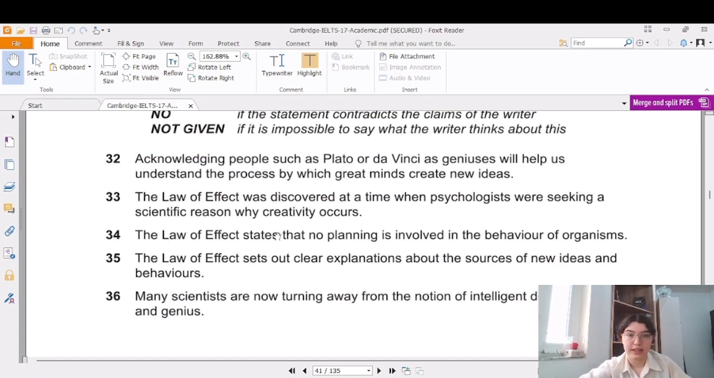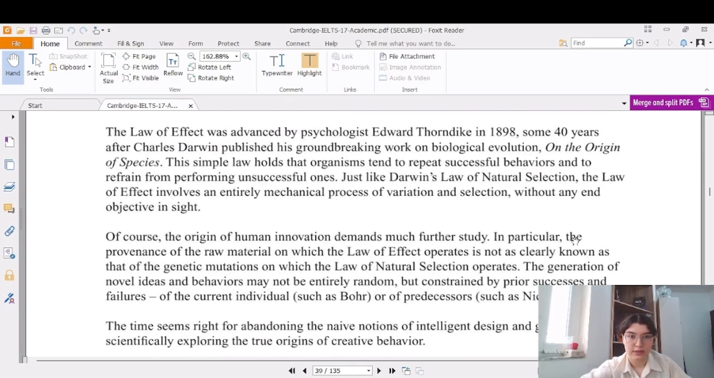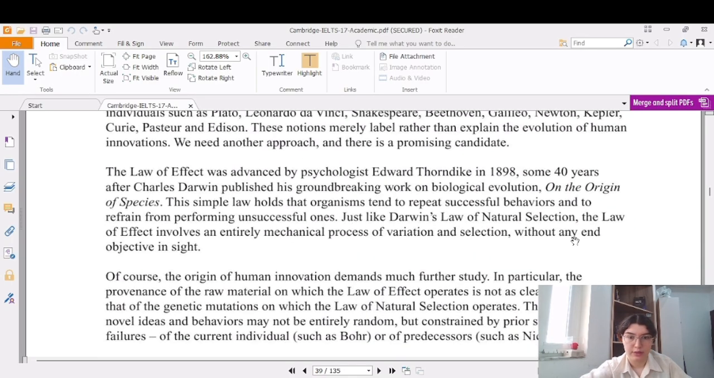34. The law of effect states that no planning is involved in the behavior of organisms. Let's see if planning is involved. The law was advanced by psychologist Edward Thorndike in 1898, some 40 years after Charles Darwin published his groundbreaking work on biological evolution, On the Origin of Species. This simple law holds that organisms tend to repeat successful behavior and refrain from performing unsuccessful ones. Just like Darwin's law of natural selection, the law of effect involves an entirely mechanical process of variation and selection without any end objective in sight. So there is no end objective for the law of effect.